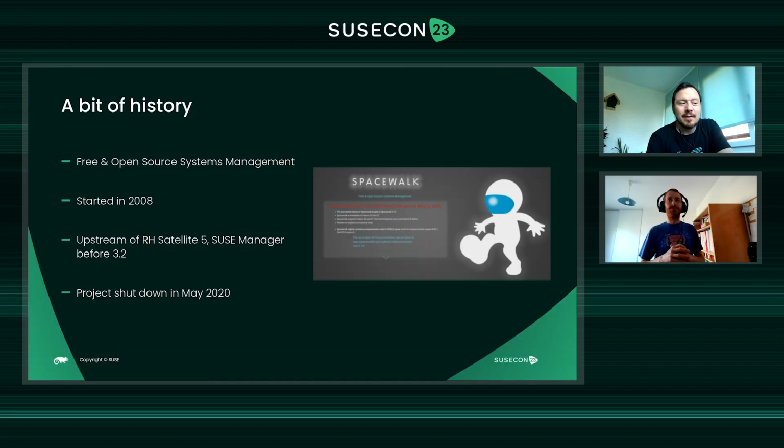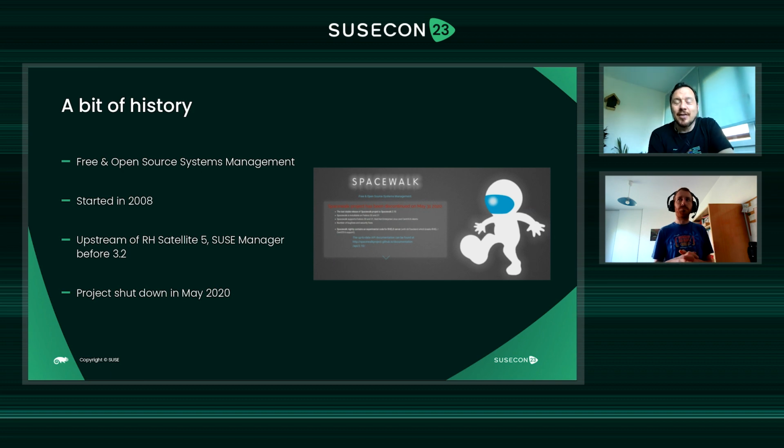Uyuni is a fork of Spacewalk. Spacewalk is an open source systems management tool that was started in 2008, so quite a long time ago right now. And it was the upstream for two products by then. It was the upstream for Satellite 5 by Red Hat and SUSE Manager before the release 3.2. The project is nowadays shut down. It was shut down in May 2020, but we keep working on a fork of it.